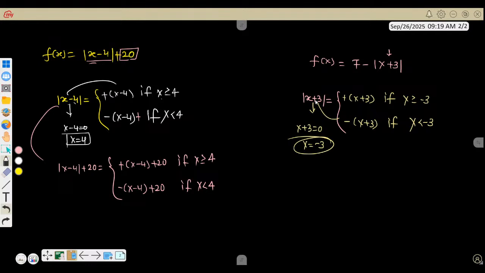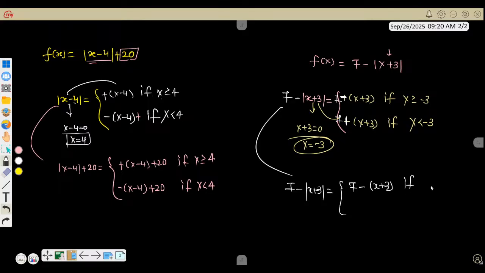Yeah. But the real function is not this. In the real function, first of all, there is a minus, so you have to apply the negative and then add 7. When we apply the negative, the positive becomes negative and the negative becomes positive. And now add 7. So add 7 here, like this. So the new function that we have been given becomes 7 minus (x plus 3) if x is greater than minus 3, or 7 plus (x plus 3) if x is less than minus 3.